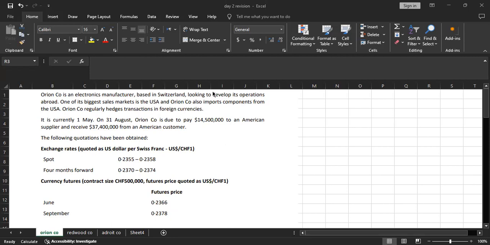It is currently 1 May. On 31st August, Orion Company is to pay 1,450,000 to an American supplier and receive 3,740,000 from an American customer.